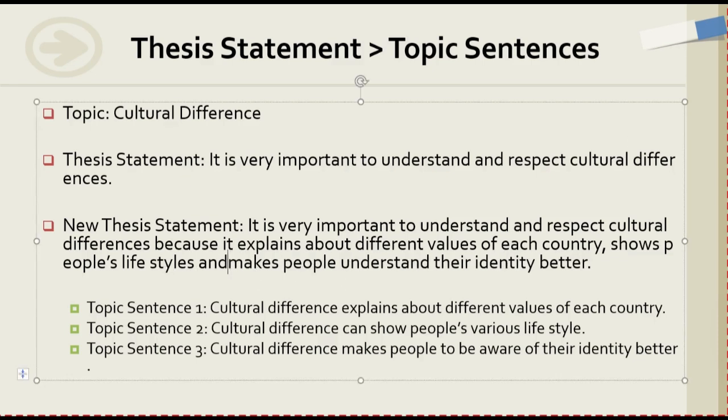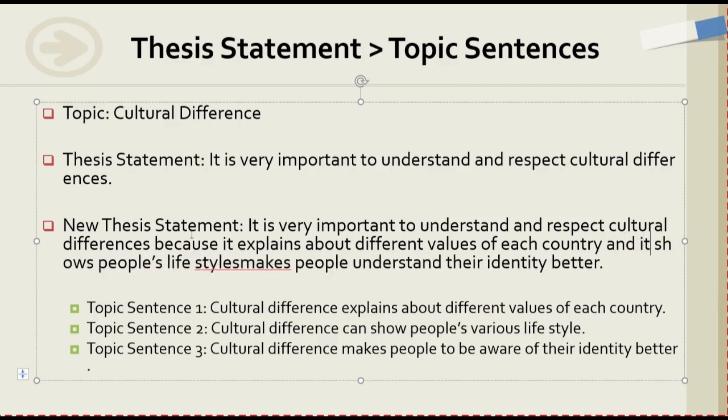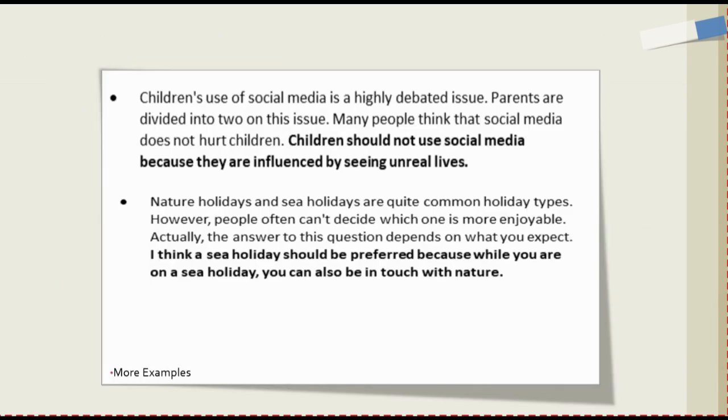For example, lifestyle. It's very important to understand and respect cultural differences because it explains about different values of each country. And then you can say, and it shows people's lifestyle. It also makes people understand their identity better. There are 2 sentences, but we can know that this is a continuation of this statement, right? So that's what this is talking about.